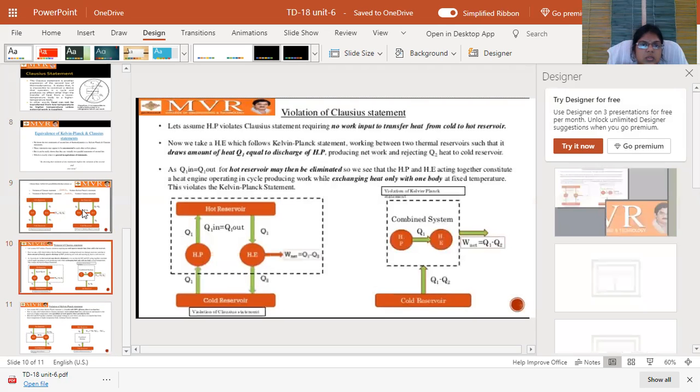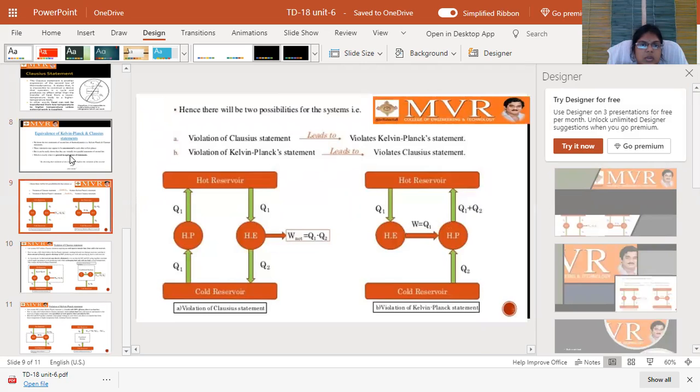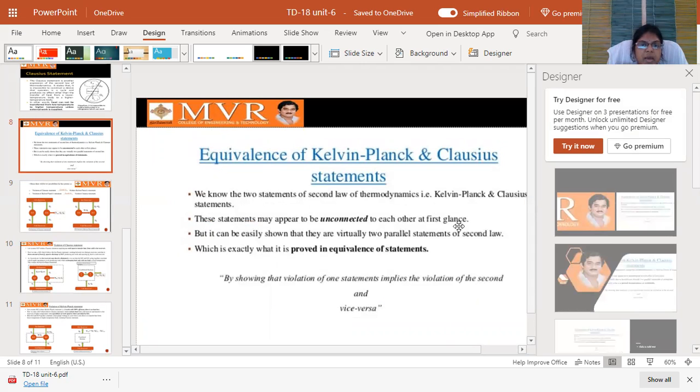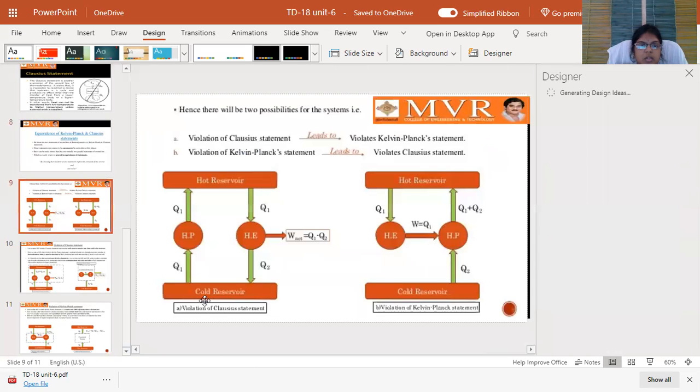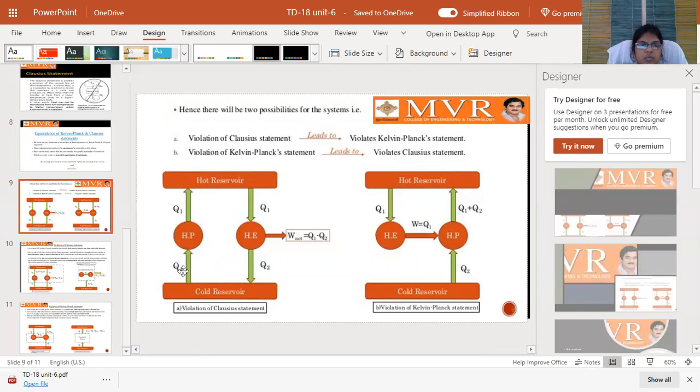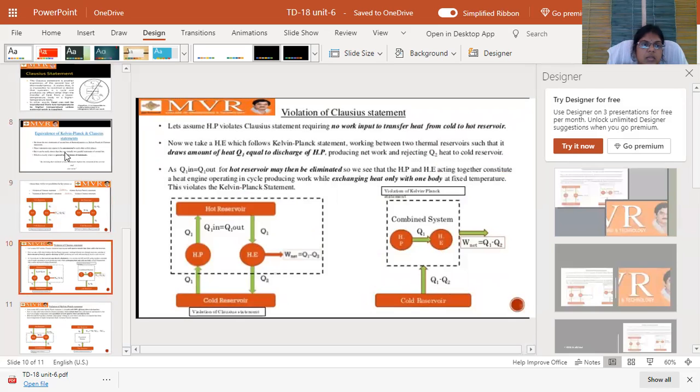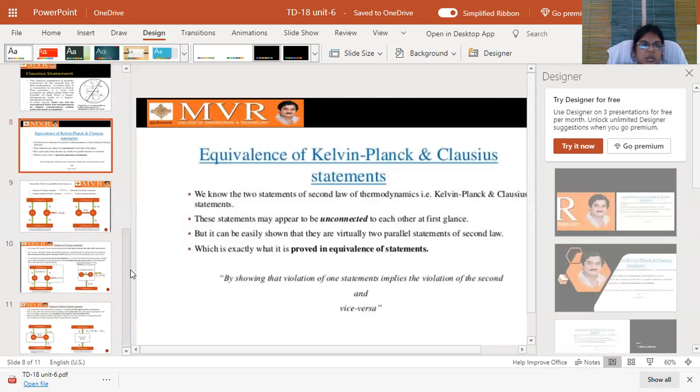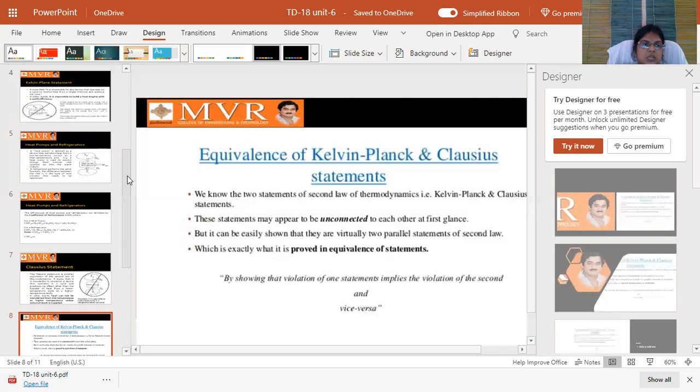So what is the equivalence between them? Both are parallel statements of the second law of thermodynamics, which is nothing but equivalence. Violation of the Clausius statement is without supply of work, and violation of the Kelvin-Planck statement is using only a single thermal energy reservoir. Both are parallel statements of the second law of thermodynamics, so we call it the equivalence of the Kelvin-Planck and Clausius statements.